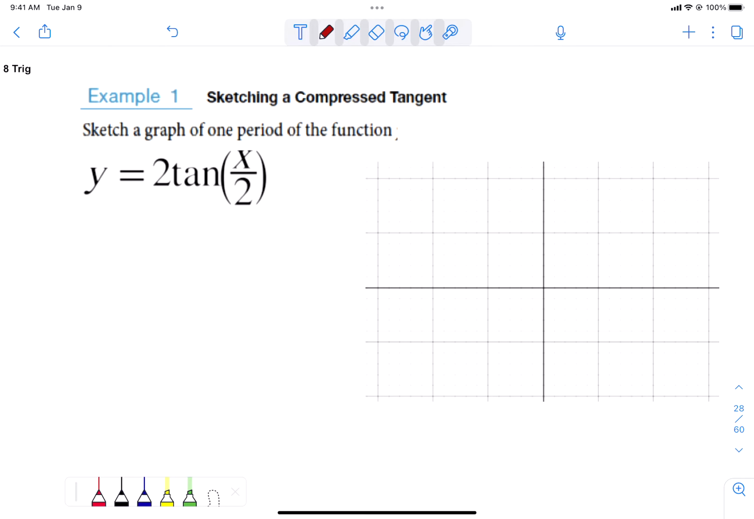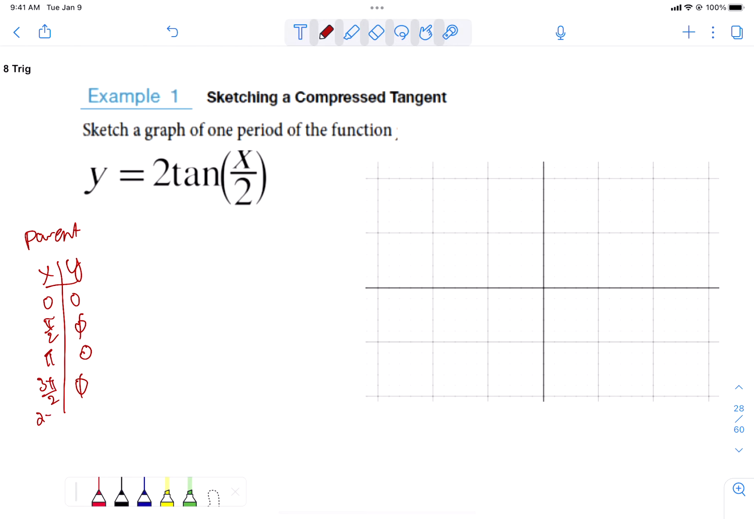Now, let's write down the parent. So the parent, remember, goes for a tangent. 0 is at 0. Pi over 2 is undefined. It's an asymptote. Pi is at 0. 3 pi over 2 is an asymptote. 2 pi is back to 0 again. And then, of course, we have those cubics in between.